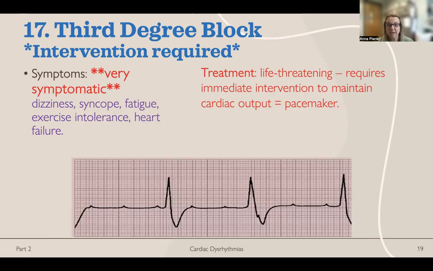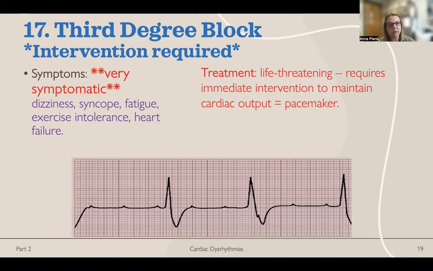Our third degree is where these get interesting. Now, if you look at this, it has lots of asterisks and it says very, very symptomatic. So if you look at those P waves, boom, boom, boom, boom, boom, they're very regular. If you look at the QRS complexes, boom, boom, boom, boom, they are very regular as well. But you look at the two and they're not lining up. So if you look at this person's heart rate, it's going to be 30, right? Their pulse rate is going to be 30.